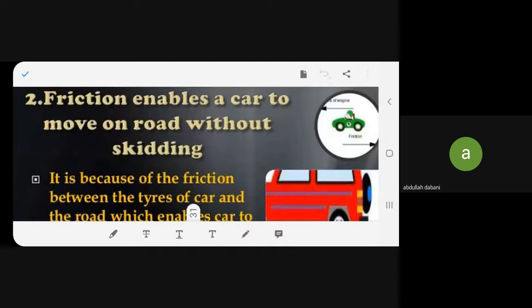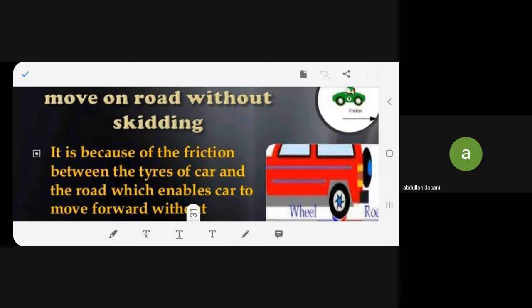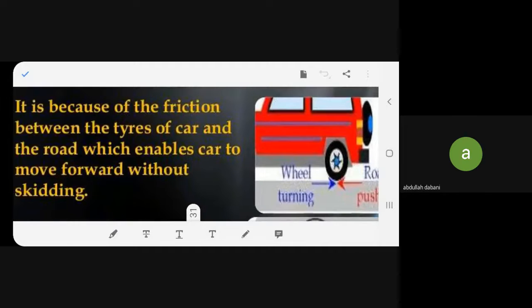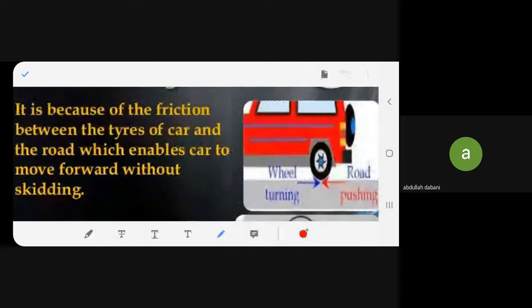Second, friction enables a car to move on road without skidding. It is because of the friction between the tires of the car and the road which enables the car to move forward without skidding. Now you can find this friction between the tires of the car and the road. Okay? So the car is moving forward.